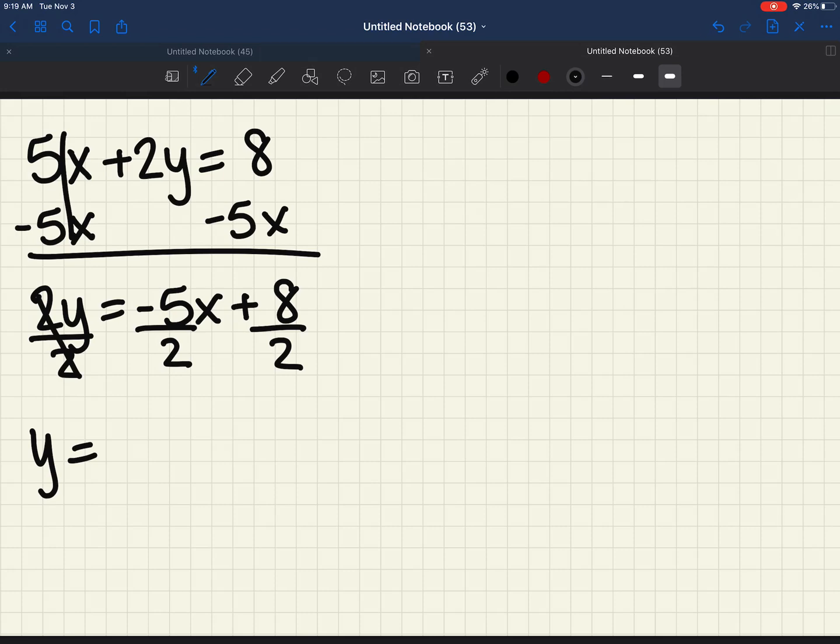Now, the number in front of x is my slope. Should I leave it as a fraction? Yes, I should. So would I just leave it negative 5/2?